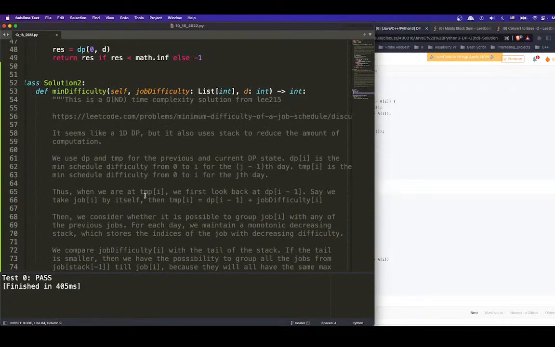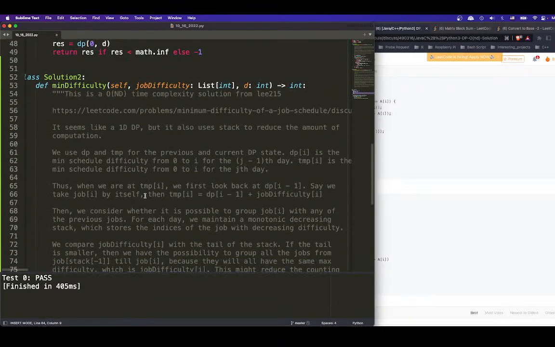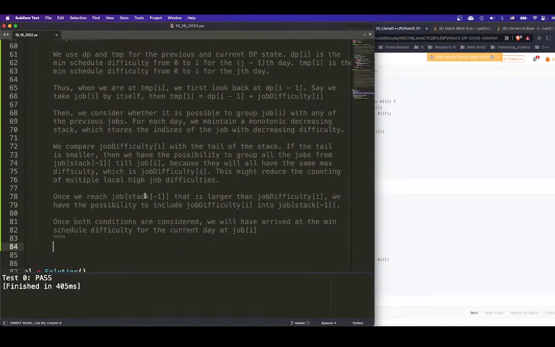Okay. So what we're going to do is, dp shall equal math.inf times n, temp. We'll do temp every single time. So this is day 0, the job schedule difficulty on the 0th day.